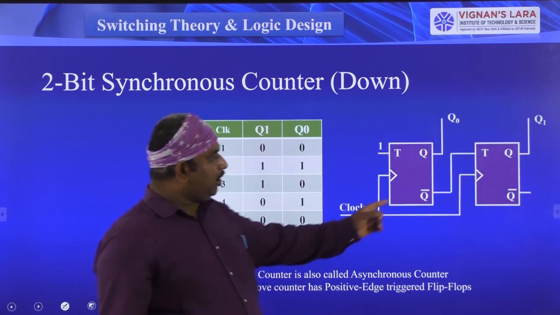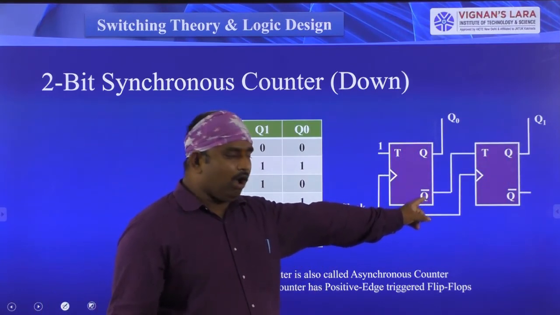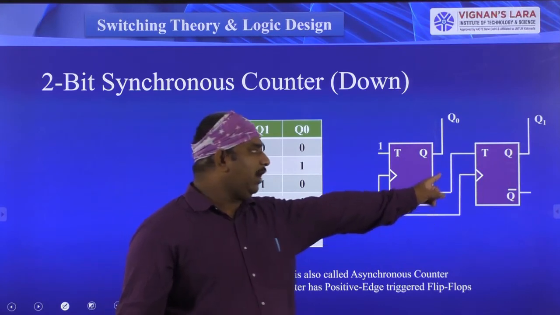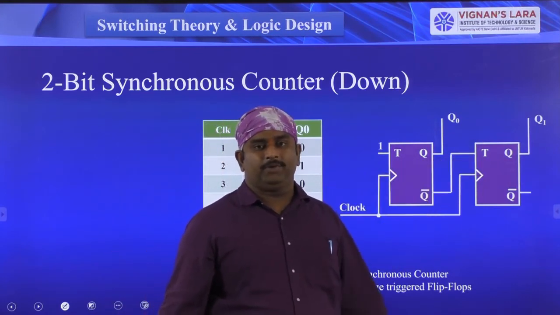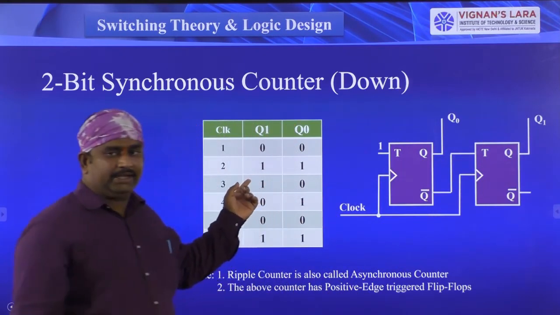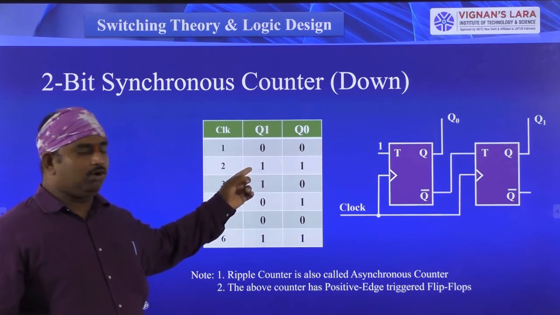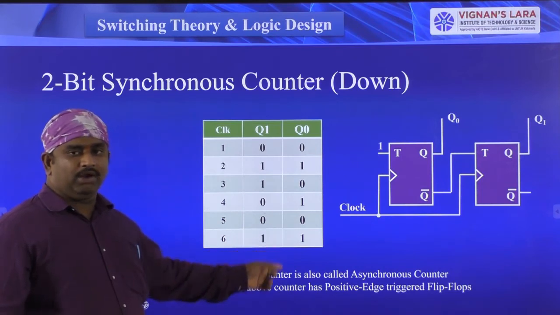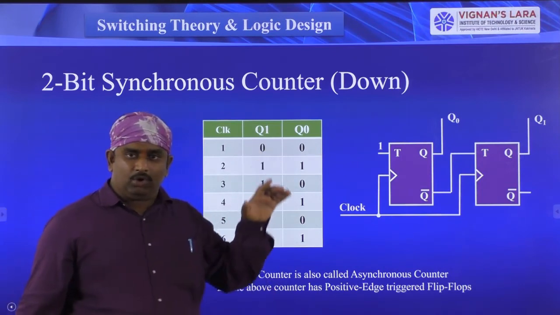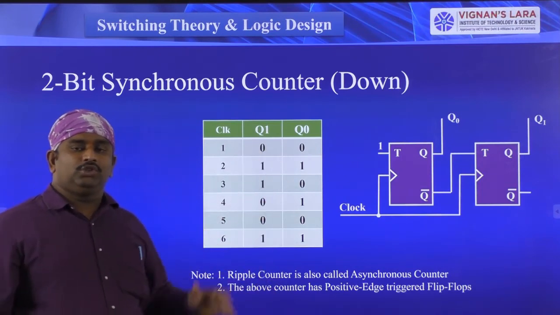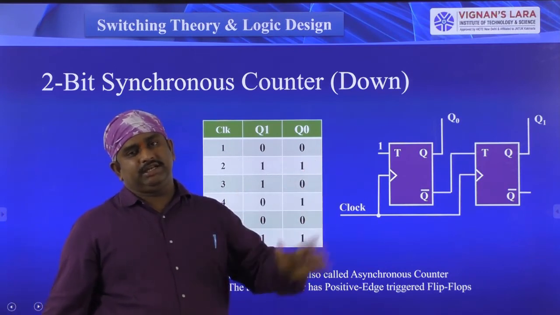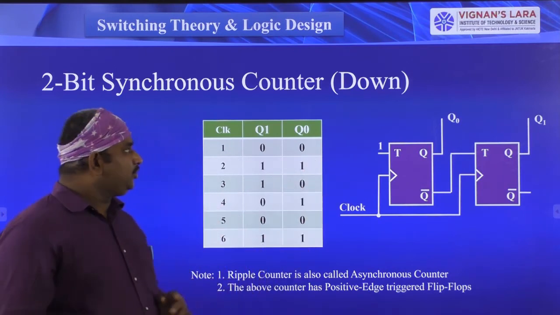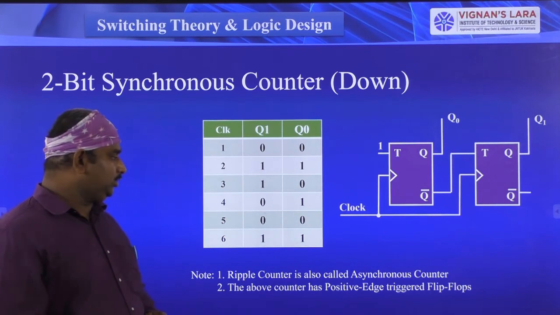So for the down counter, we have connected the complemented output of the first flip-flop to the second flip-flop T input. Then it acts as a down counter: 0 0 first count, and next 1 1, 1 0, 0 1, 0 0. Like that, the count is going to decrement, that is, down 3, 2, 1, 0, in descending order. So this is a 2-bit synchronous down counter.